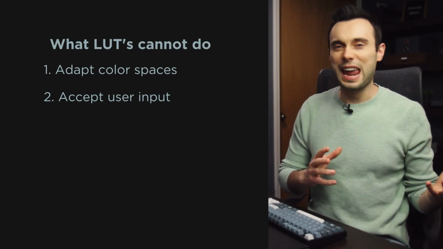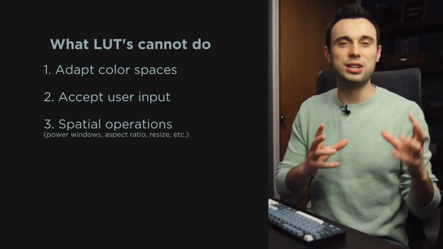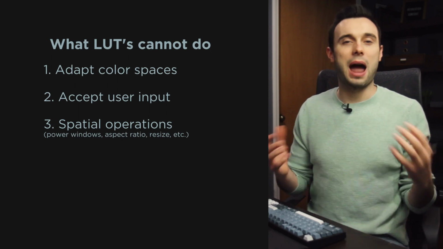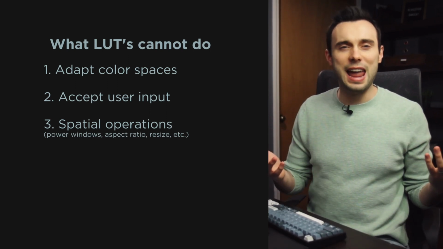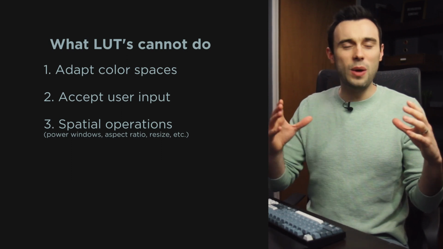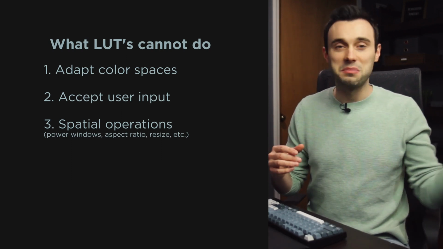The next thing a LUT can't do is spatial or positional operations. Think about power windows. Now that you've seen the inside of a LUT, you know that a LUT can't add a vignette because it doesn't know anything about your frame size. It's just pixel in, pixel out. You can't adjust the aspect ratio of an image. There's no letterboxing that can be added. Anything that would require spatial knowledge of the frame, it can't do.